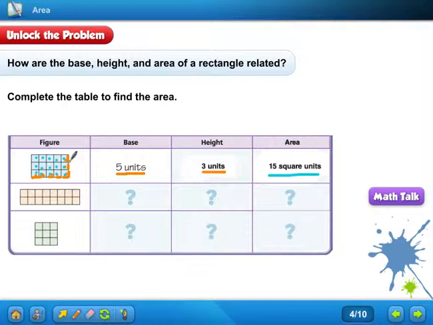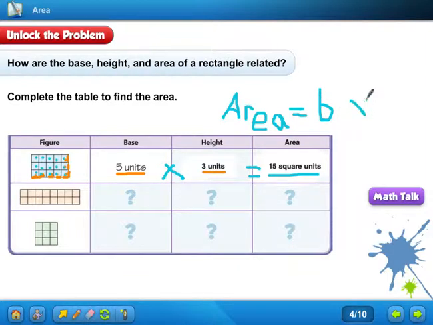So, is there any easier way that you can see that 5 base units and 3 height units could equal 15 square units? Anything you could see that you're doing? I wonder how many of you said multiply. So the formula is area equals base times height. So base is 5 times height is 3 equals your 15 square units.